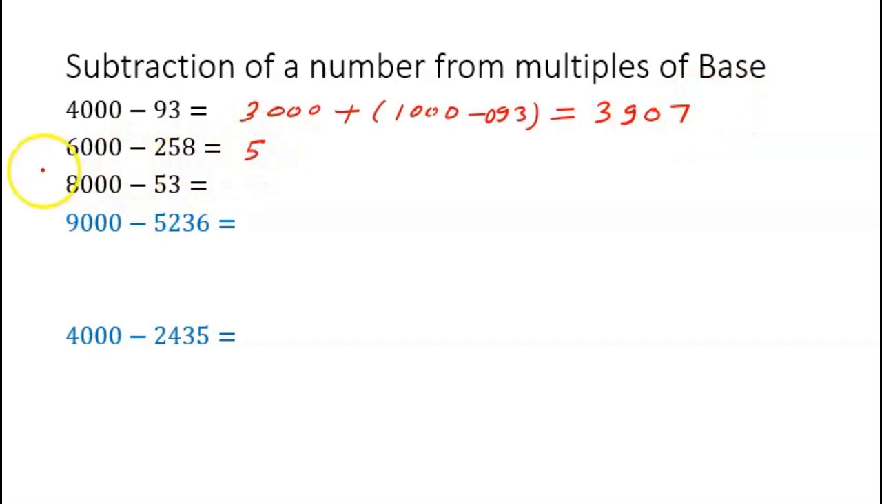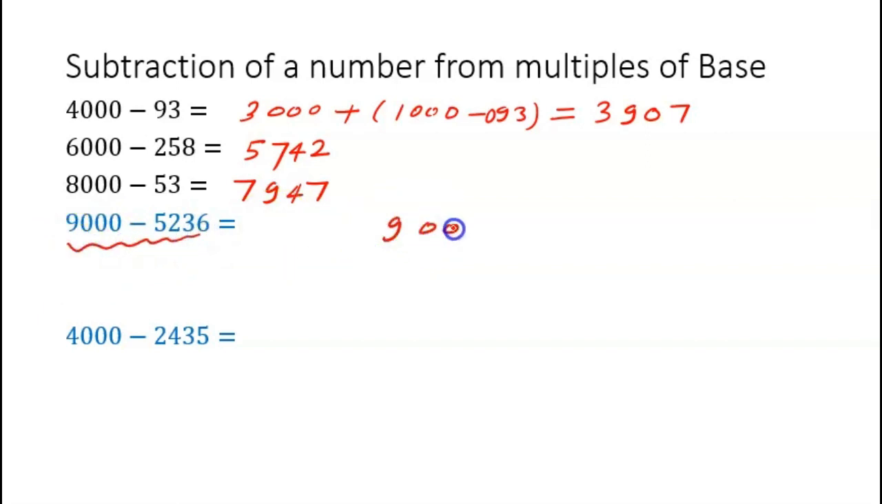Here also can we write the answer directly? It will be 5, because it will be 5000 plus 1000 minus 258. So it will be 5, and 1000 minus 258. So how much is that? 10 minus 8 is 2, 9 minus 5 is 4, and 9 minus 2 is 7. So the last part will be 7, and then it will be seen as 053. So I will subtract 10 minus 3 is 7, 9 minus 5 is 4, and there is a 0 here, so 9 minus 0 is 9. So 7947.